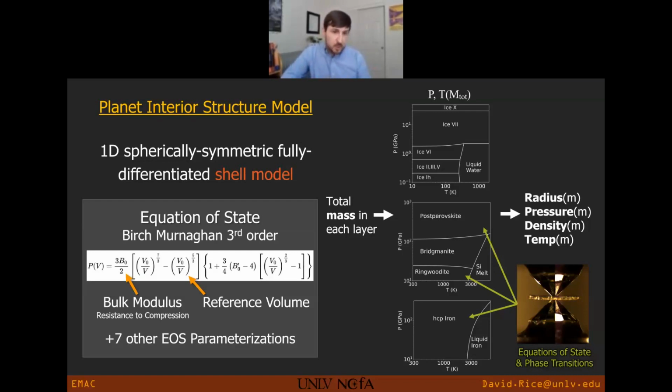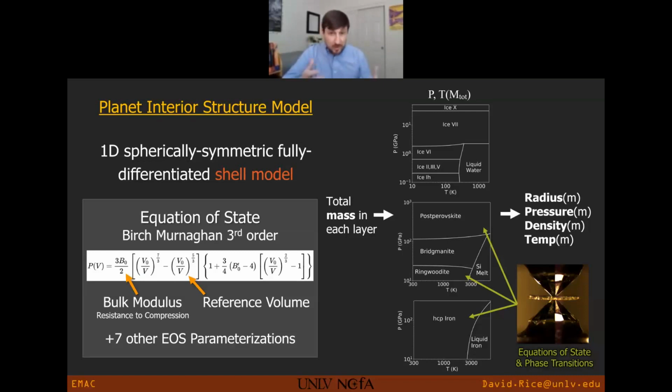So on the left here is a Birch-Murnaghan third order equation of state. This is just one kind of fitting formula that high pressure physicists use to describe these materials. Important here is the bulk modulus. This is how resistant the material is to compression, or 1 over the squishiness. And we have 7 different equations of state parameterizations in the code. So you might have a Birch-Murnaghan third order for your bridgmanite, but you might have a Vinet equation of state for your post-perovskite. You want your code to shoot right through those and solve those equations of state.